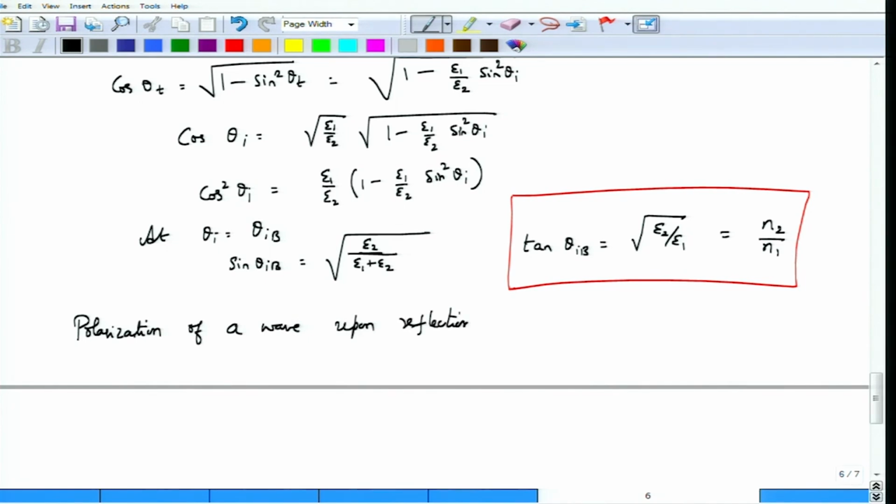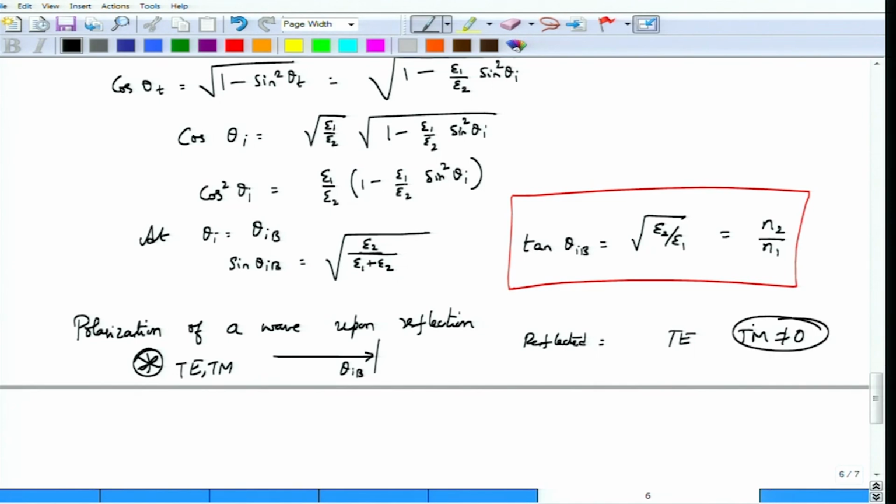Okay. Suppose you have a wave which is unpolarized, that is it has both TE and TM components. Now, if you make this incident at an angle of theta IB, what would happen to the reflected and the transmitted waves? For the reflected waves, there will be TE waves, but there won't be any TM waves, correct. There is no TM wave because for the case of incidence at the Brewster angle, the entire TM wave gets transmitted. Therefore, if you look at the transmitted wave, it will be some portion TE as well as the complete portion of TM.